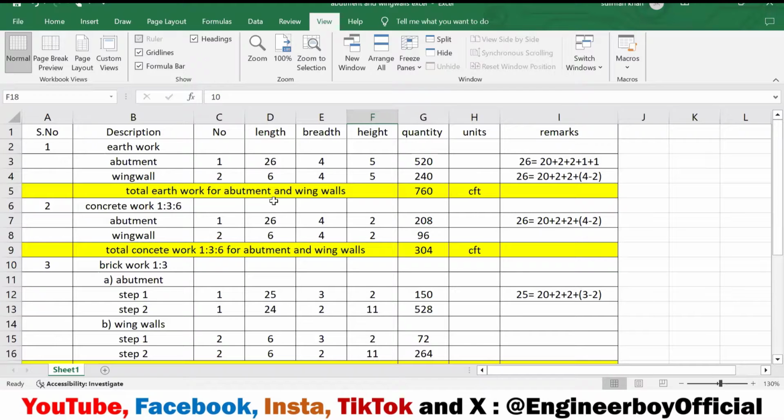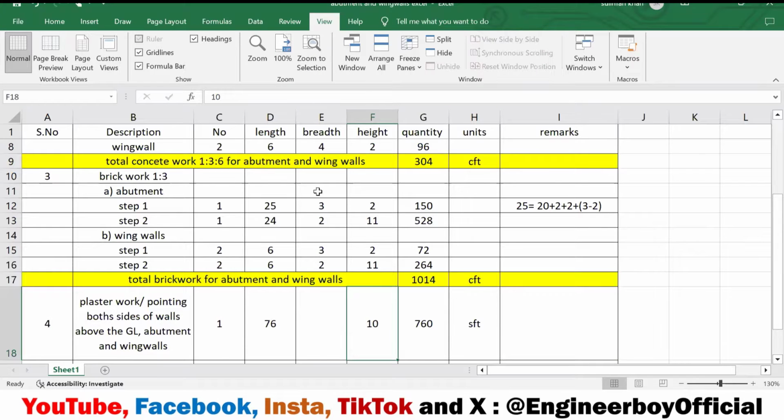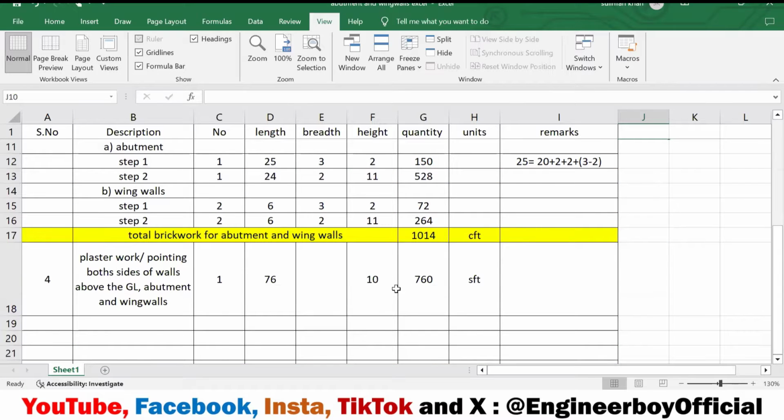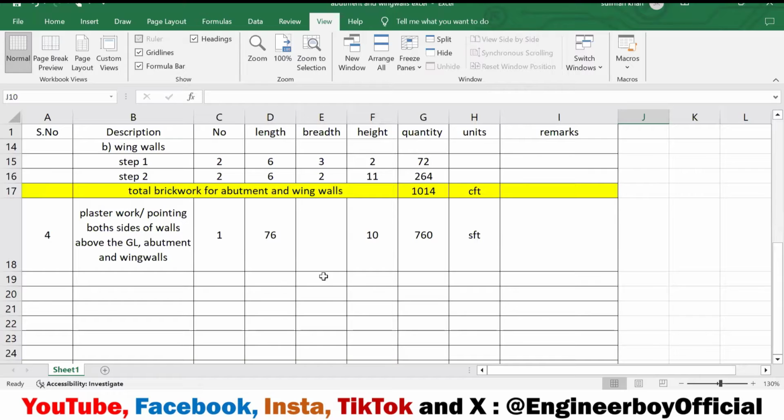Okay, if you remember, yesterday we already did all these things, related to the wing wall and the abutment, because we are supposed to prepare the abstract of materials for a bridge. So the abutment and wing walls are related to bridges or maybe culverts.